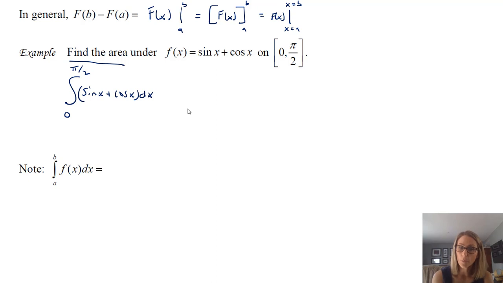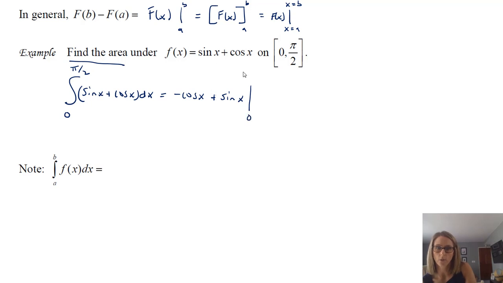So setting it up would look like this. And then my next step, I don't need to rewrite it, would just be to take the antiderivative of each piece. Antiderivative of sine would be a negative cosine of x. Antiderivative of cosine would be sine of x. And then I'm going to write 0 to pi over 2, my limits of integration.